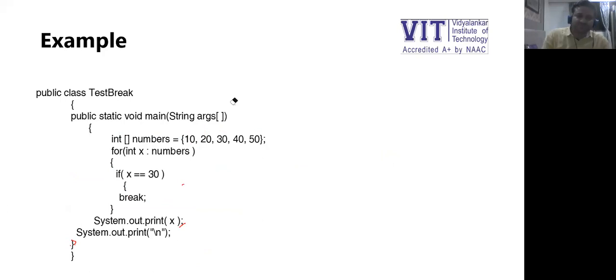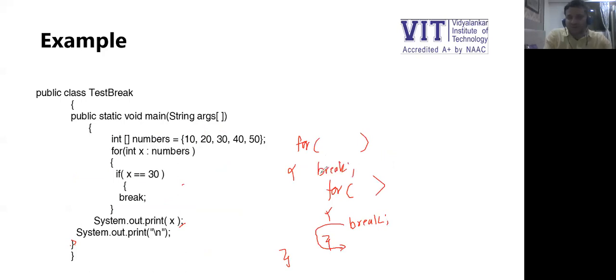Now suppose we have nesting. We have a for loop, and in the for loop we have another for loop. If the break statement is executed in the inner loop, it will terminate the inner loop and the control will come out here. However, if the break statement is executed in the outer loop, it will terminate the outer loop and control is transferred here. So what you should remember is that when the break statement is executed, it terminates the current loop and takes the control outside the current loop.